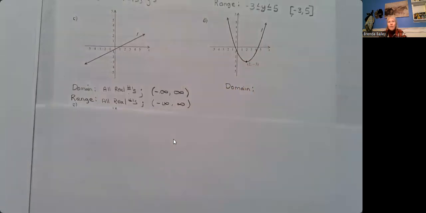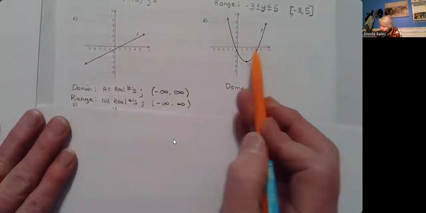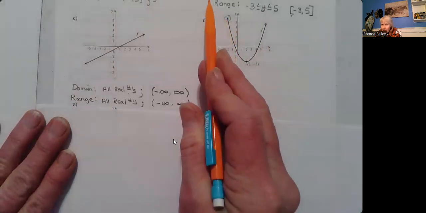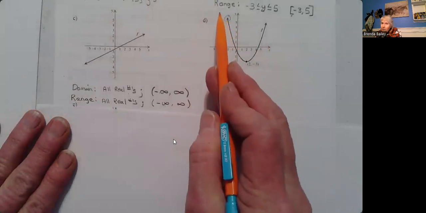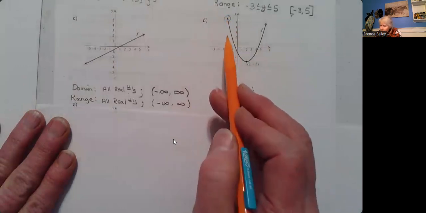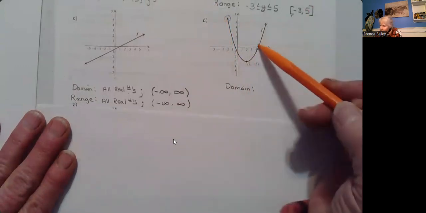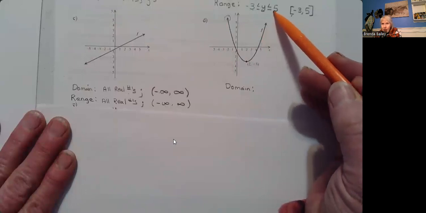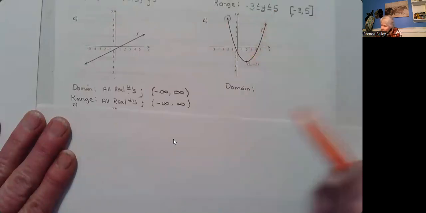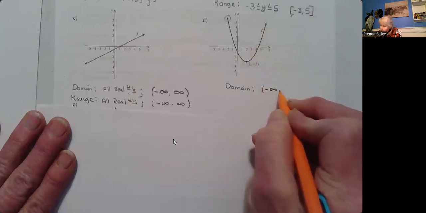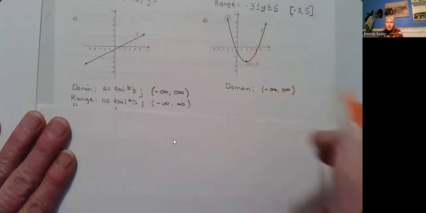Let's talk about the domain. All right, the domain on this one. So we look here, we want to know the furthest left. Well, you see this arrow? This arrow's going this way. So it's moving left. It's not moving left real quickly, but it is moving to the left and doesn't stop. This arrow, it's moving to the right and it doesn't stop. So that means the domain is all real numbers, or negative infinity to infinity. Okay.